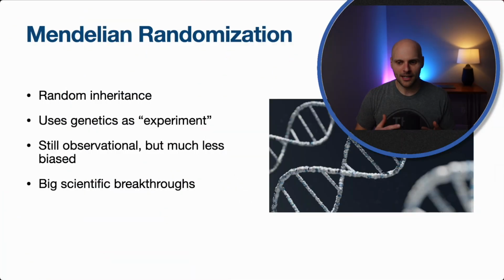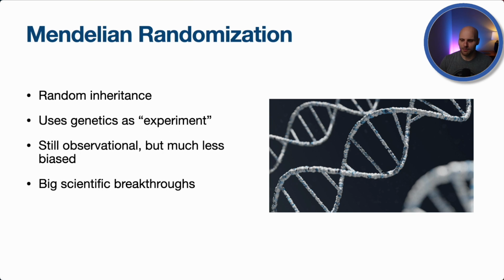Nobody's splicing up genes yet and randomly experimenting on humans. That's very unethical. It's observational, but we feel like it has a lot less bias. We feel like there's less bias, less confounding, and also less reverse causation than normal studies, because these genetic variants are randomly allocated to individuals before any exposure or disease outcome.